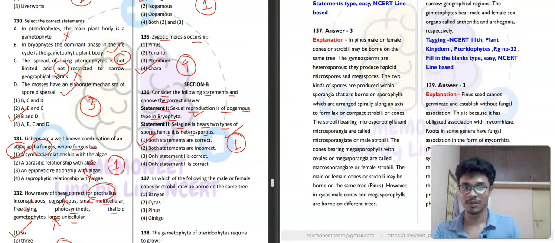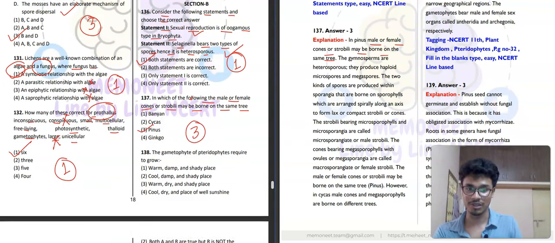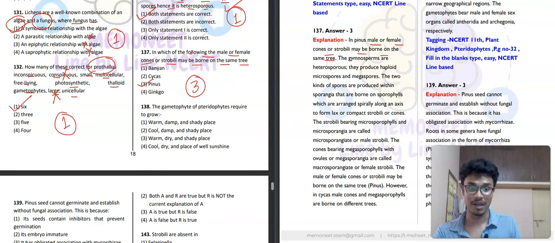So it is saying that in which of the following the male and female cones or strobili may be borne on the same tree: banyan, cycas, pinus or ginkgo. So basically in pinus, that is monoecious, that's why male and female cones or strobili may be borne on the same tree. So the third option will be your correct answer for this question. And we know that cycas is dioecious, PM and CD, I told it before.